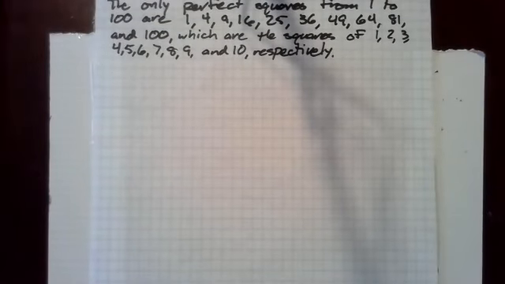Finally, I'll just mention something about perfect squares less than 100. The only perfect squares from 1 to 100 are 1, 4, 9, 16, 25, 36, 49, 64, 81, and 100, which are the squares of 1, 2, 3, 4, 5, 6, 7, 8, 9, and 10, respectively.